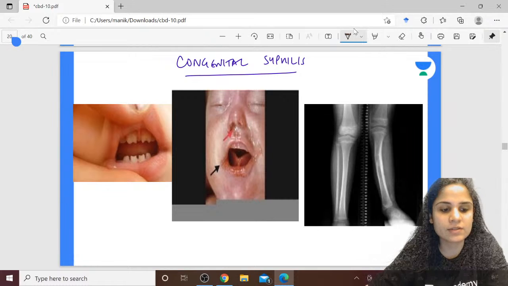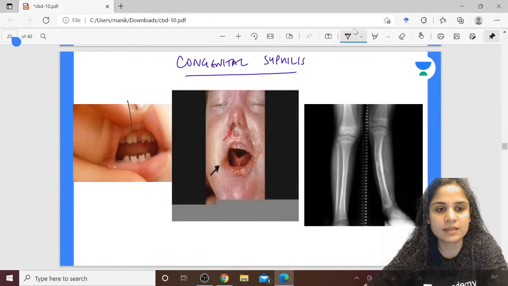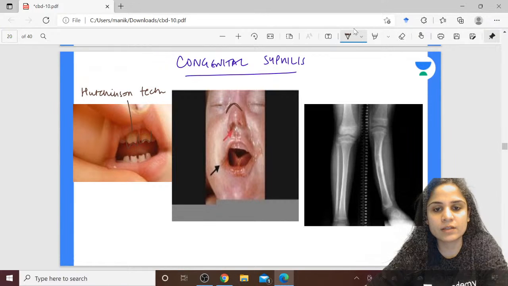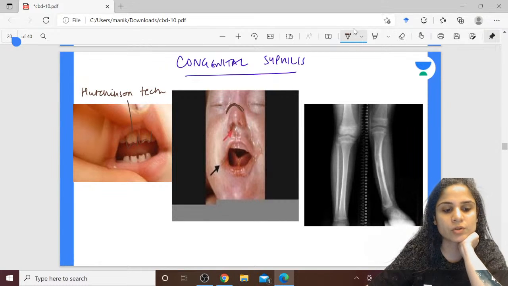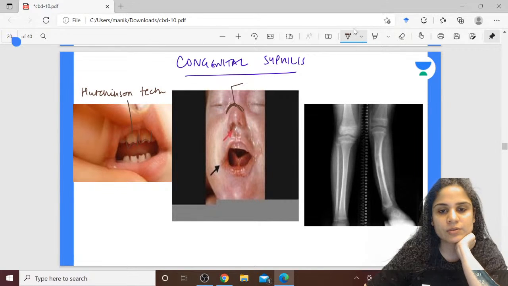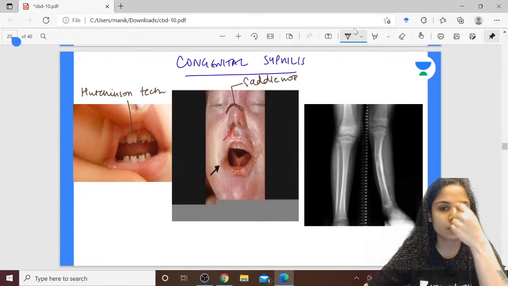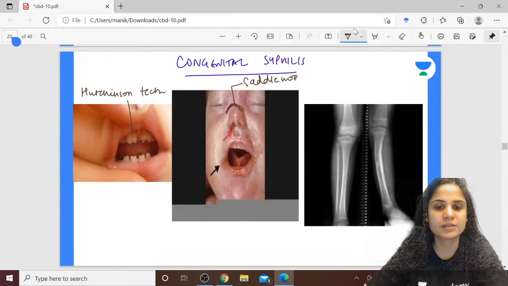So the first thing that you see over here, yes. So the notched upper incisors that you can see is nothing but Hutchinson teeth. Notched upper incisors is Hutchinson teeth. Okay. Now, what do you see over here in the nose of the child? What is this appearance of the nose called? Yes, very good. So the nose is called as saddle nose. Baitha hua nose, daba hua nose. Okay, so that is called as saddle nose. The nasal bridge is depressed.